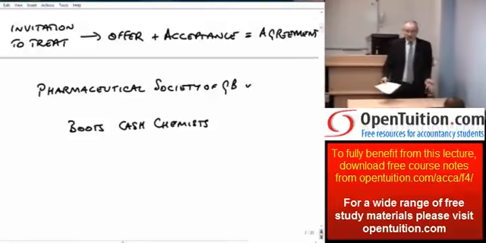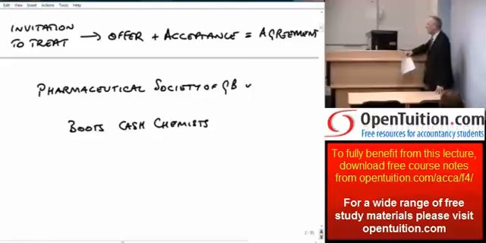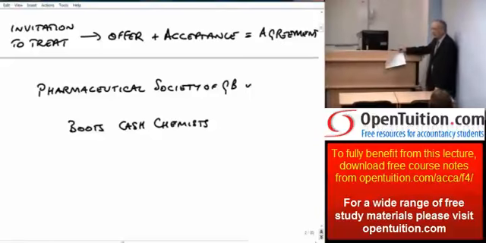And there is a law, in fact, there's a law that says that poison shall not be offered for sale unless it's under the supervision of a qualified pharmacist. And Boots Cash Chemists had some poisons on their shelves. And they were found out, the Pharmaceutical Society saw that they had these poisons on the shelf and took them to court and said, you're breaking the law here.